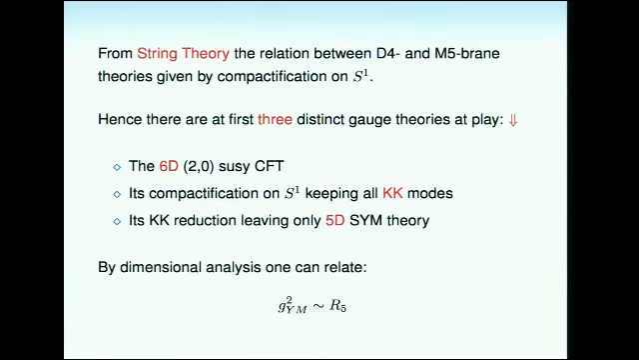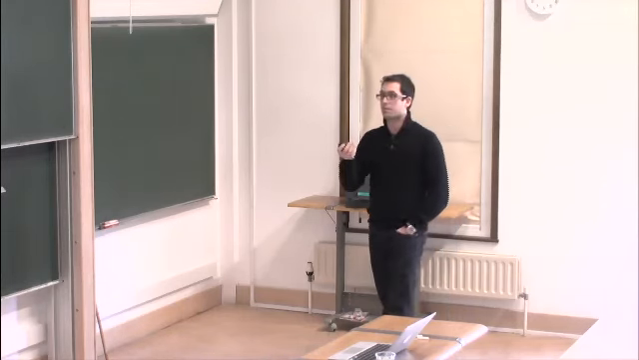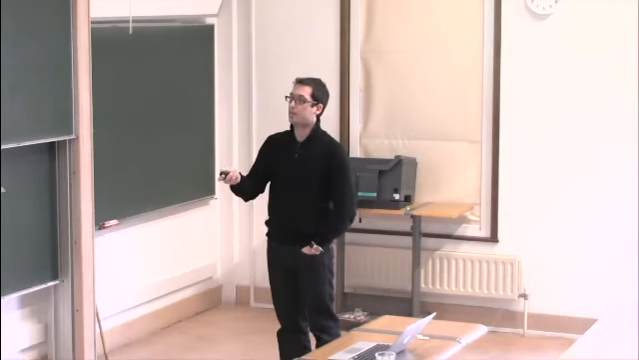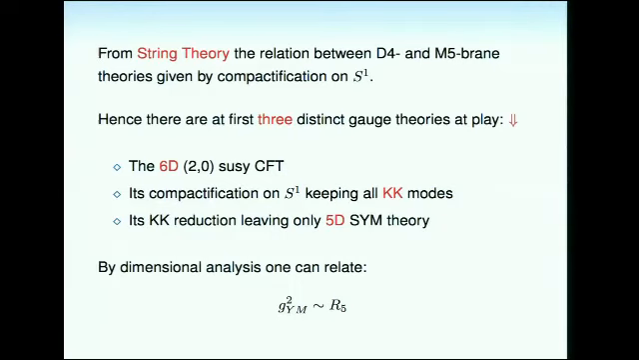And already, just by comparing these two pictures and by dimensional analysis, one can see that g_YM squared, which is the only dimensionful quantity from the point of view of the 5-dimensional Yang-Mills theory, with dimensions of length, can be related with this other single parameter which exists in this (2,0) CFT on S1, which is the radius of the circle. So g_YM squared, in fact, is proportional to R5, by which I mean this M-theory circle in this case.